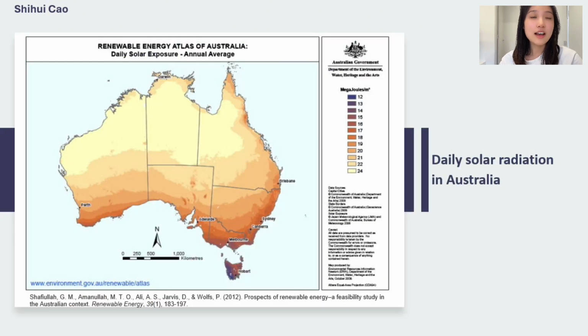And also, Australia has enriched solar energy resources. The average annual sunshine hours in many regions of Australia exceed 3,000 hours, especially in inland areas and western desert regions such as Alice Springs and Perth.